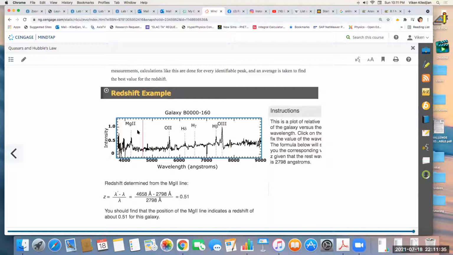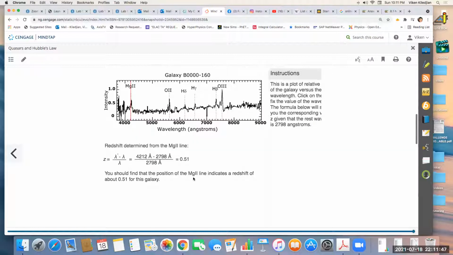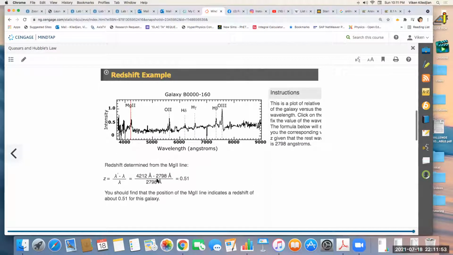So you go to the magnesium line. Here's a peak right here, the magnesium line right there. Redshift determined from the magnesium 2 line. You should find that the position of the magnesium 2 line indicates a redshift of about 0.51 for this galaxy. So how are we getting that?